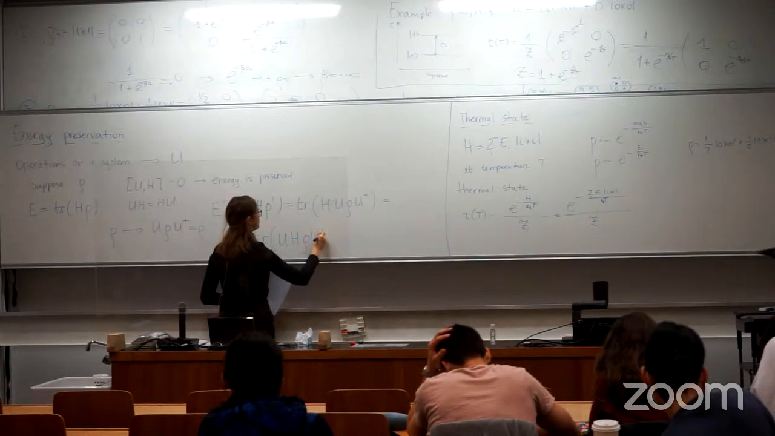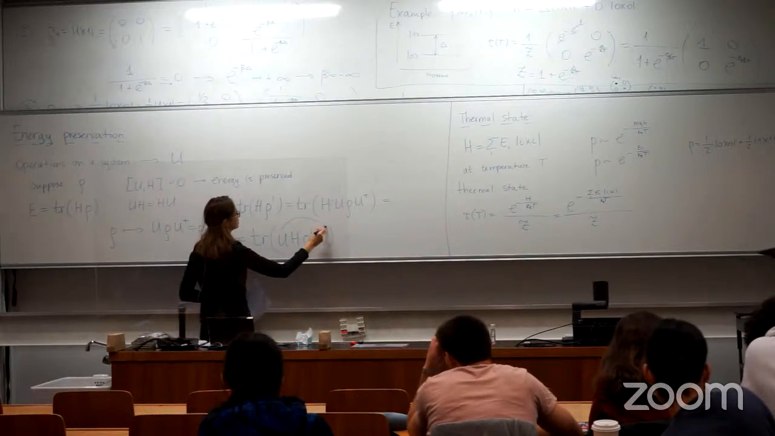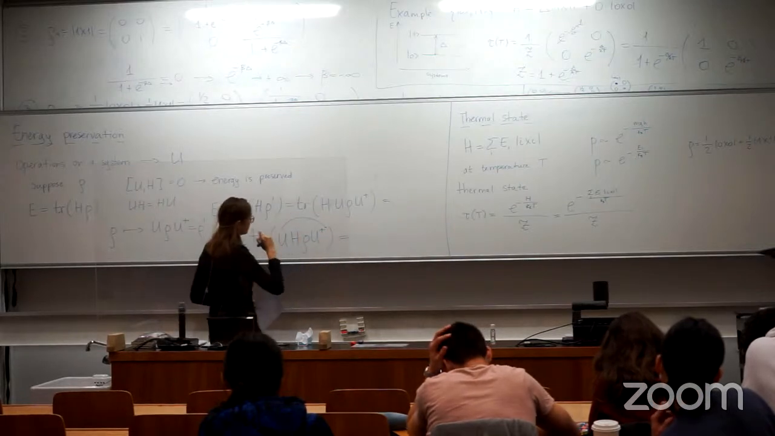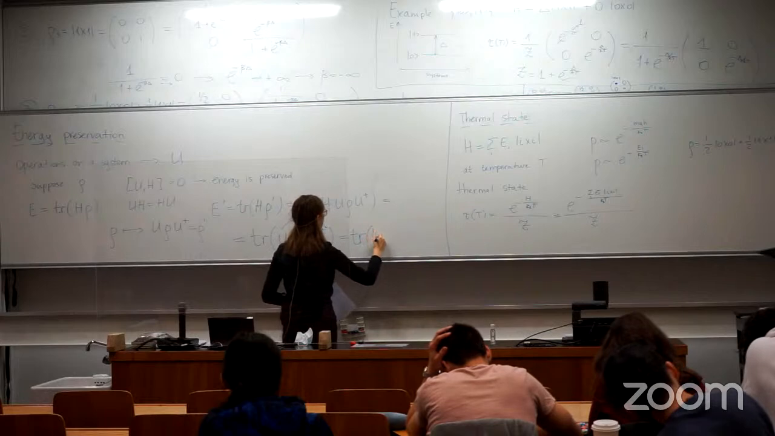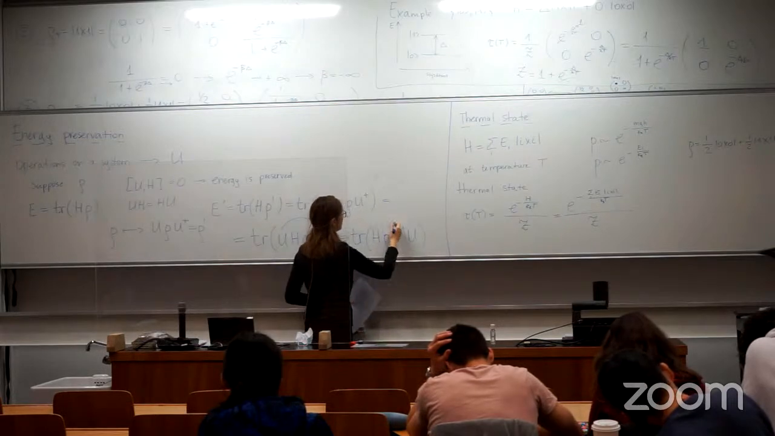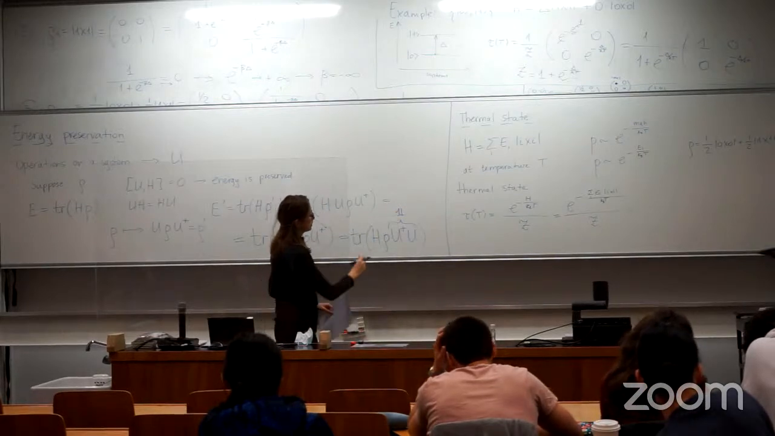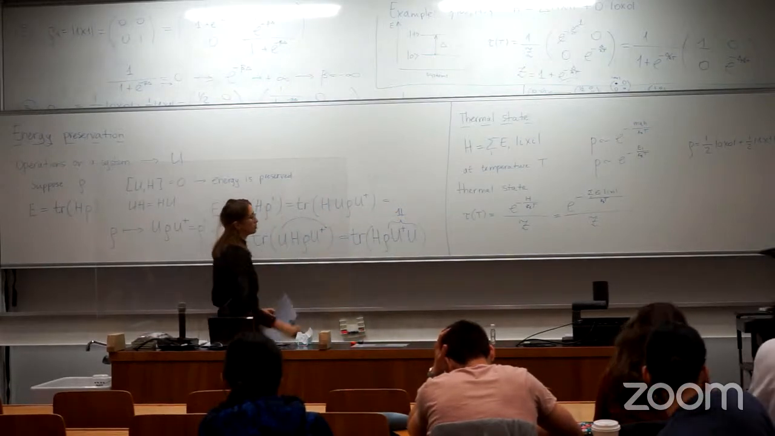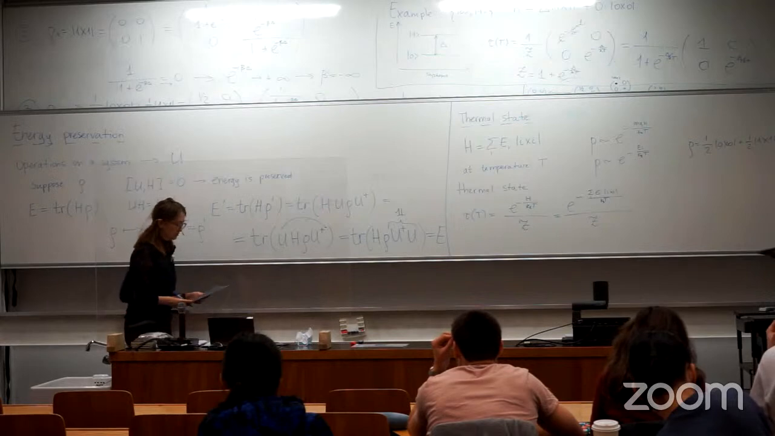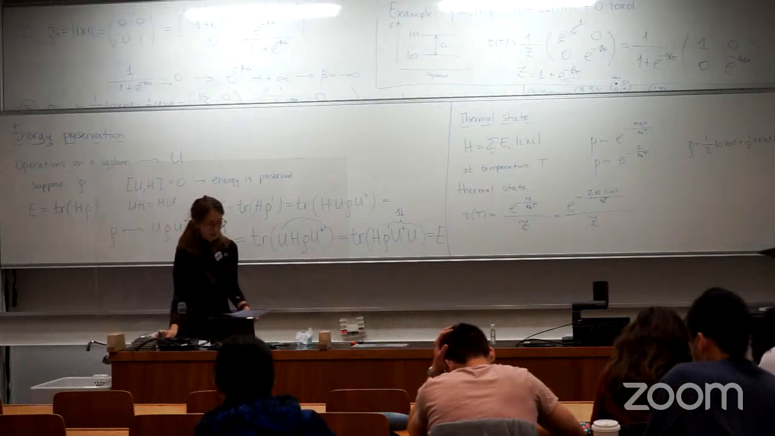Now we can use the cyclic property of the trace. And by this, we just move U from here to here. So this is going to be trace of H rho U dagger U. Since U is a unitary, this is identity. And we are left with the trace of H rho, which is the initial energy of the system. Which means that the average energy is preserved. So this is an important condition.